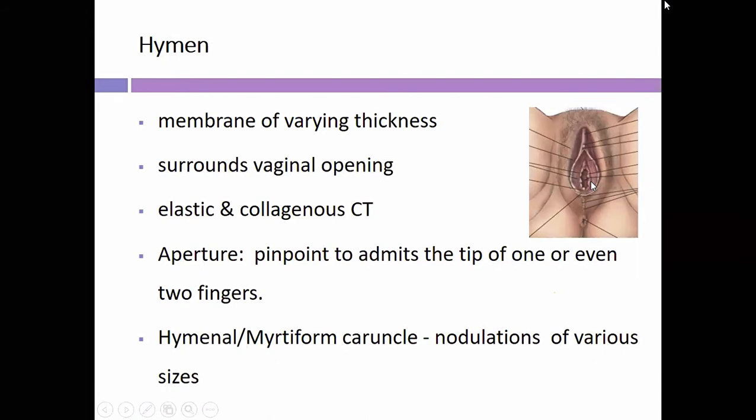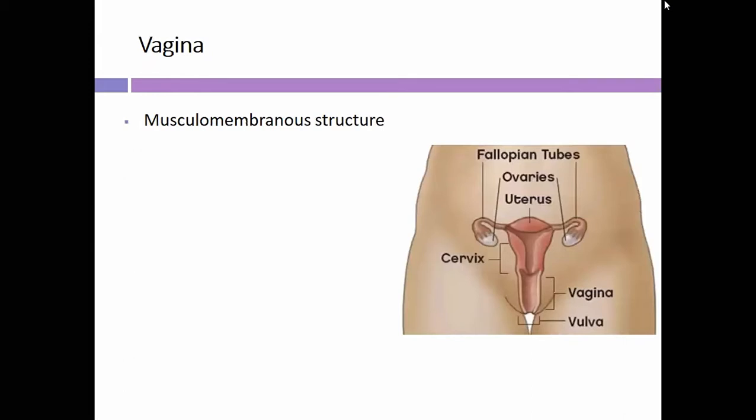Now, another structure is the hymen. This is an elastic tissue which surrounds the vaginal opening. So this is elastic, collagenous, and the opening of the hymen may vary in size from pinpoint to a size that will admit 1 or 2 fingers. Now, this is just for information: the appearance of the hymen will not determine whether the woman is a virgin or not. It has nothing to do with virginity.